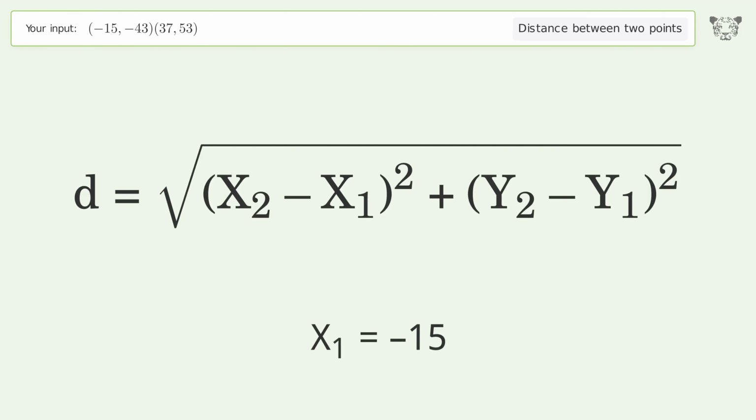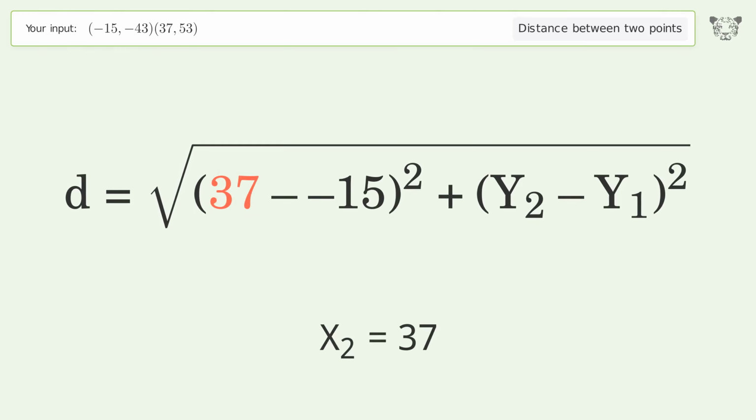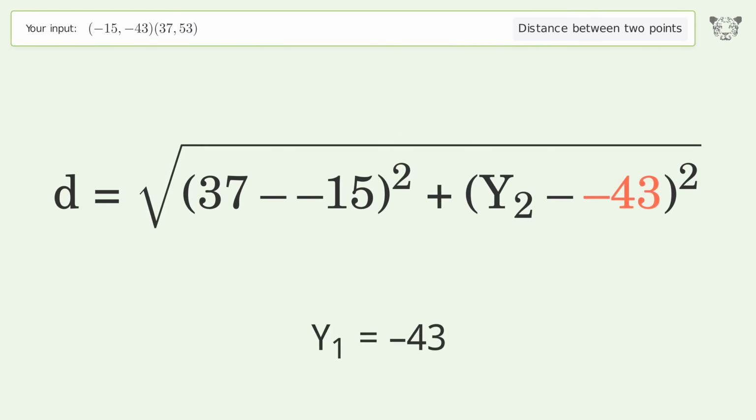x1 equals -15. x2 equals 37. y1 equals -43. y2 equals 53.